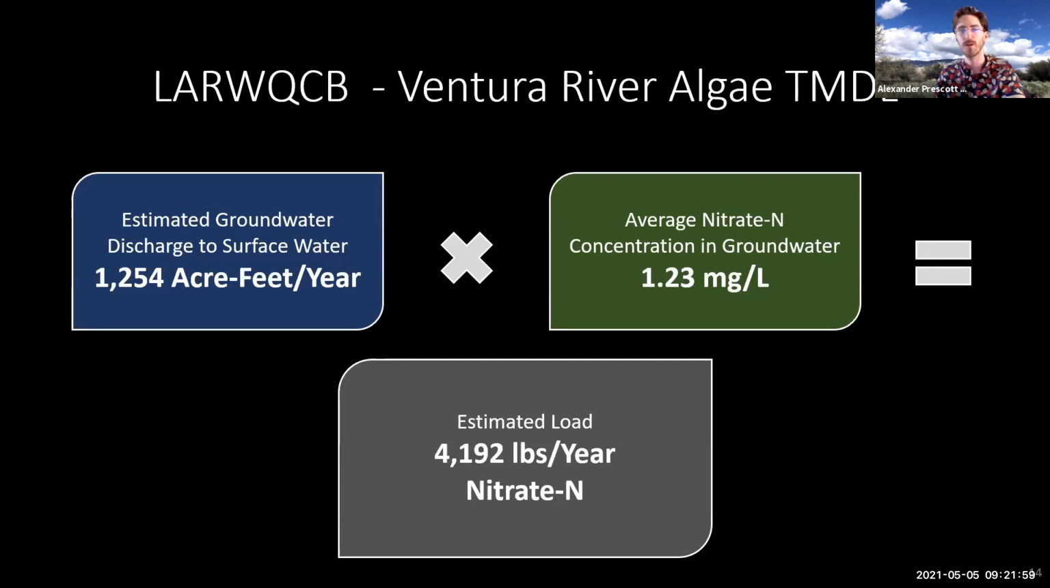The estimated groundwater discharge volume to surface water for the lower Ventura River subbasin is 1,254 acre-feet per year, or about 1.73 CFS. The average nitrate concentration in groundwater is about 1.23 milligrams per liter, as measured in surrounding wells with depths from 30 to 100 feet below the surface. Using this simple calculation, staff was able to estimate the loading of nitrogen from groundwater to surface water and determine that groundwater contributed 4,192 pounds of nitrogen per year to the lower Ventura River subbasin alone.